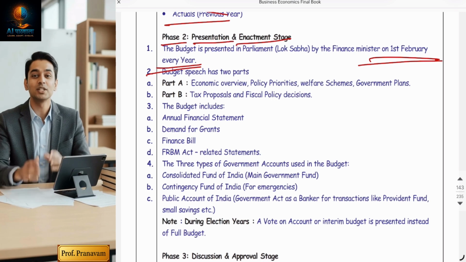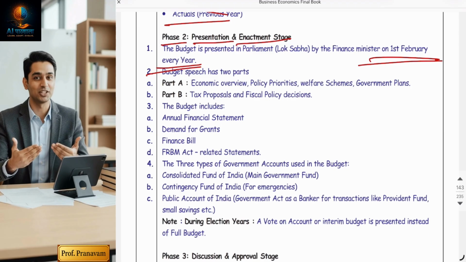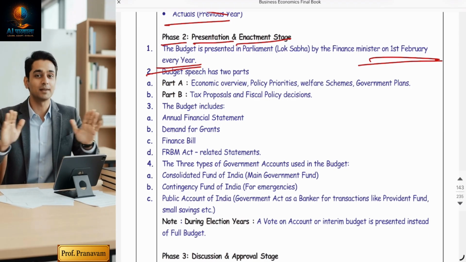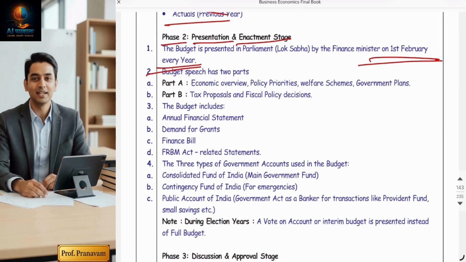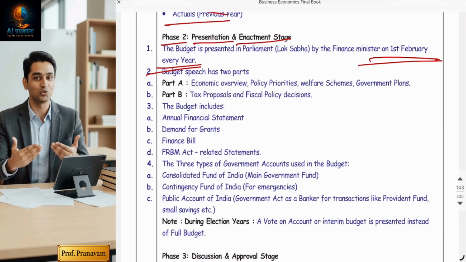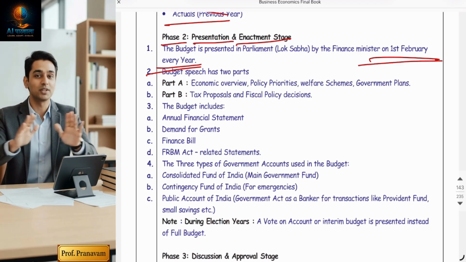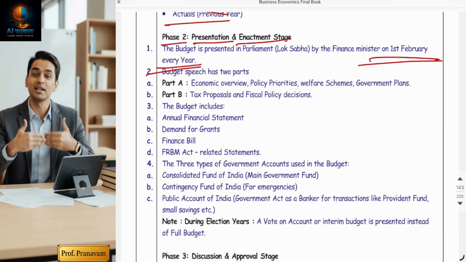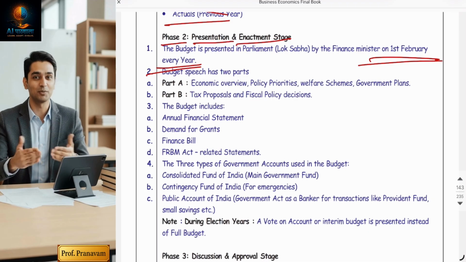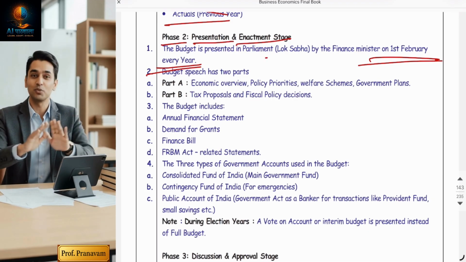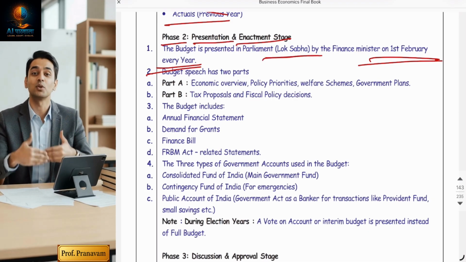Now, the first of February is always a great day for businessmen and for practical people who are earning. Big business tycoons on that day take a holiday, sit at home, watch the budget and analyze it, because the budget directly and indirectly impacts businesses. So it's the public's budget. The Union Budget is presented on the first of February in the Lok Sabha by the finance minister.